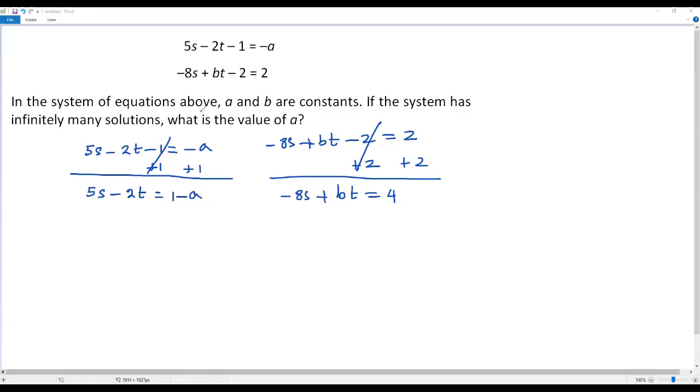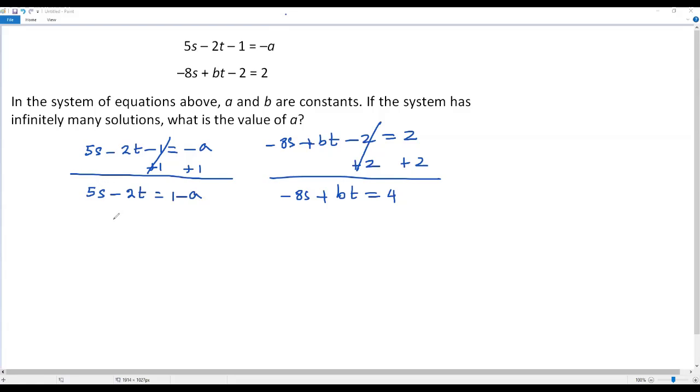Okay, the question says the given system has infinitely many solutions. Whenever a system of two linear equations in standard form has infinitely many solutions, then the coefficients of the two variables s and t and the constant term must be proportional. That is, the ratio of the coefficients of s, the ratio of the coefficients of the variable t, and the ratio of the constant terms must be equal.